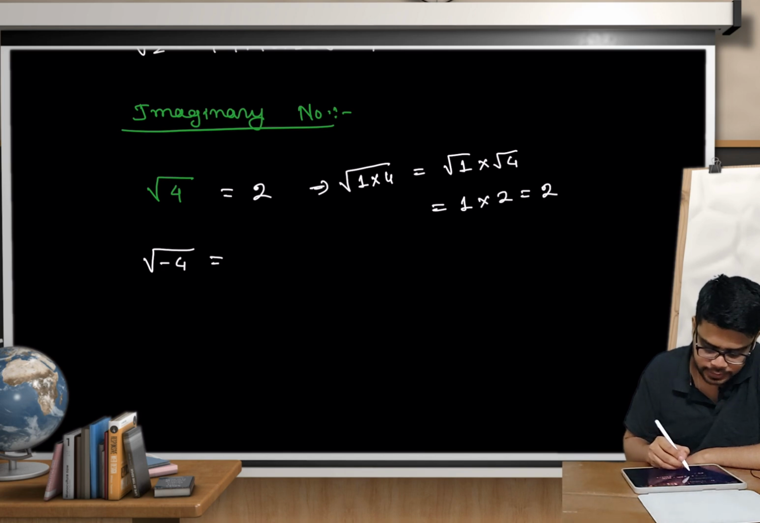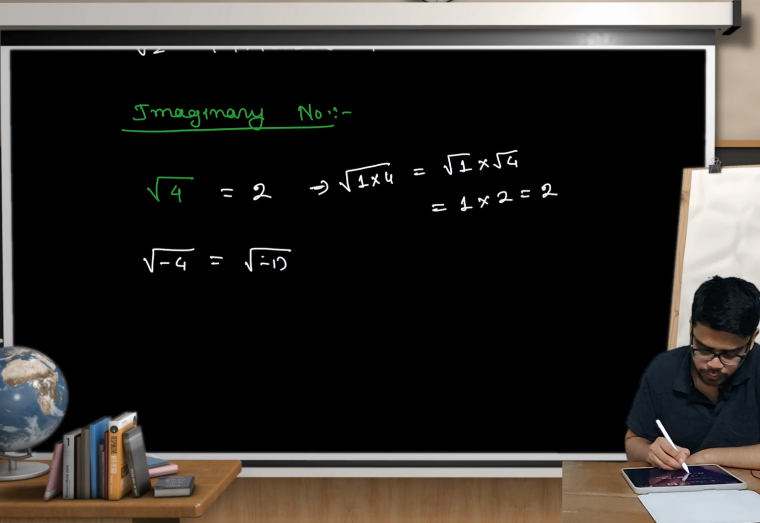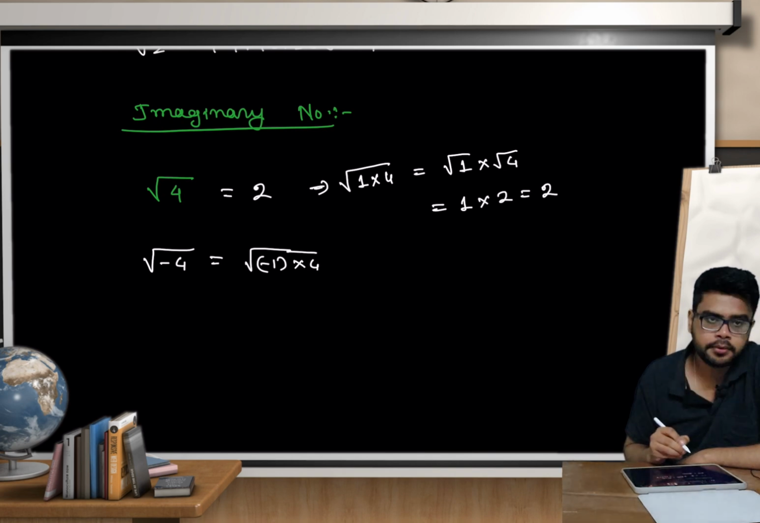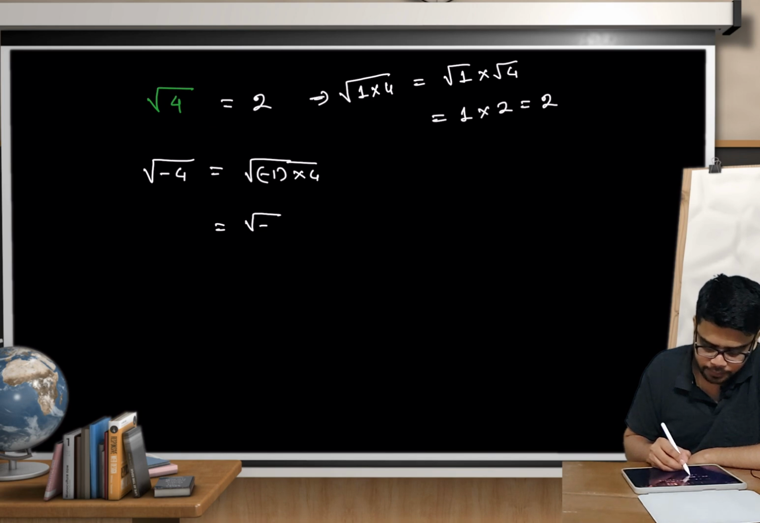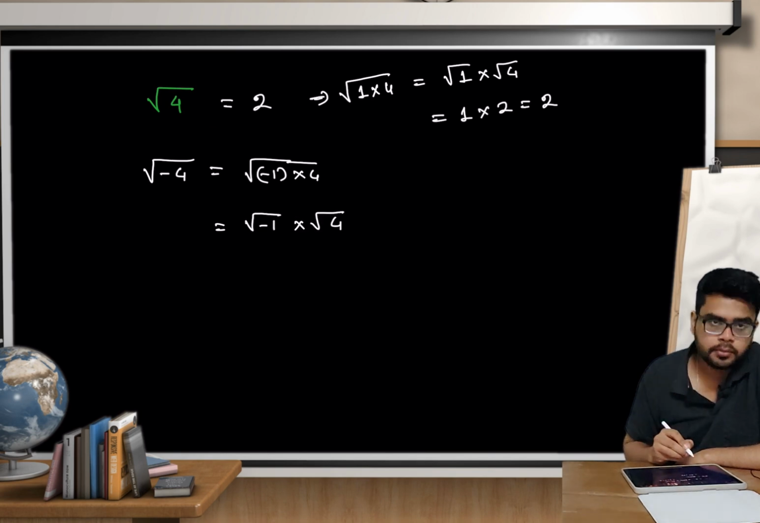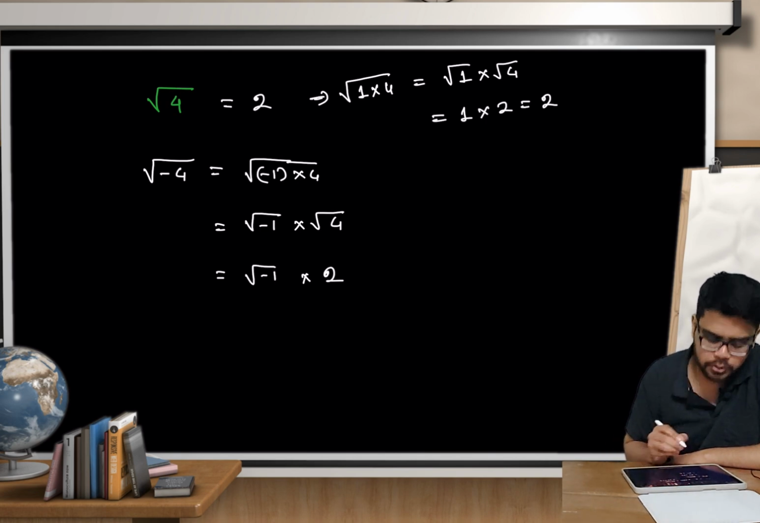Now let's break root over minus 4. Root over minus 4 can be written as root over minus 1 into 4. Can we write like this? Yes, we can write. Next, root over minus 1 into root over 4. We are writing like this, okay? So root over 4 we know the value is 2. But do you know the value of root over minus 1? No, right? Root over minus 1 we don't know its value. So the calculation stops here, right? We cannot proceed after this step.